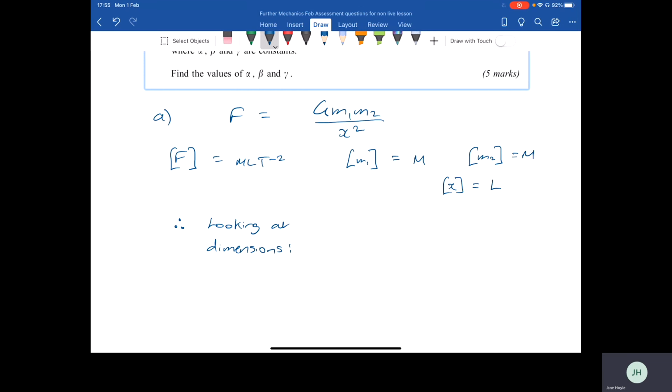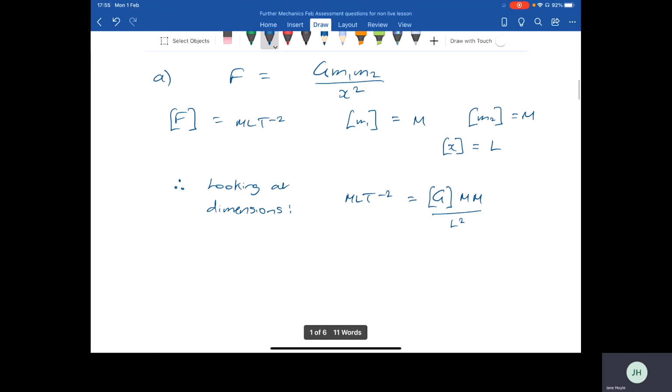I get the F, which has a dimension MLT to the -2, is equal to G. And to be consistent, we must make sure we write that down in terms of dimension as well. I've got M is the unit of M1, M is the unit of M2, and then L squared is the unit of X squared. Sorry, unit dimension, I should really be saying.